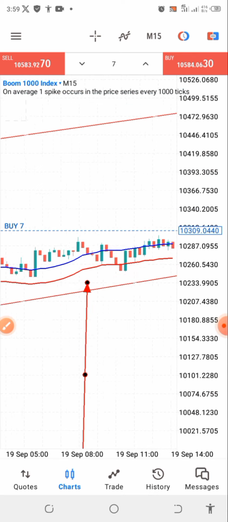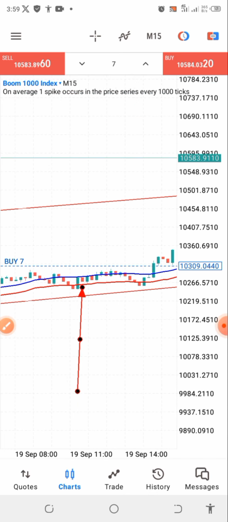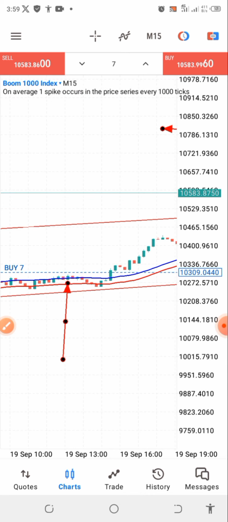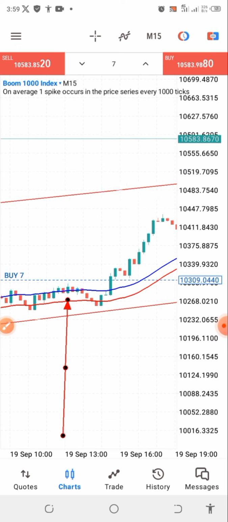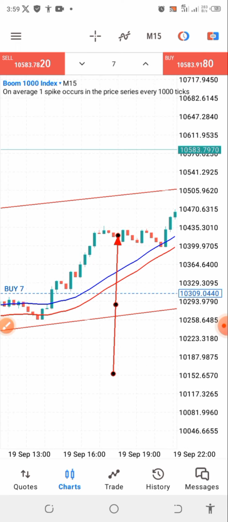Now for a buy trade, you can see this is just consolidating right here. You are not expecting to take any trade around that area. Now for a buy trade, I want to use a perfect area.